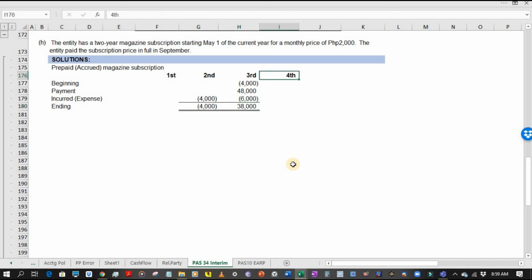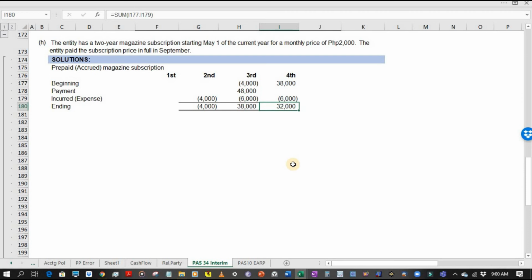So in the fourth quarter, our starting prepaid subscription is 38,000 pesos, and another 3 months will expire, which is also 6,000. So we have an ending balance of our prepaid magazine subscription of 32,000 pesos. And of course, the 32,000 pesos prepaid magazine subscription will appear in the statement of financial position, and in the income statement, the subscription expense will be 6,000 pesos.